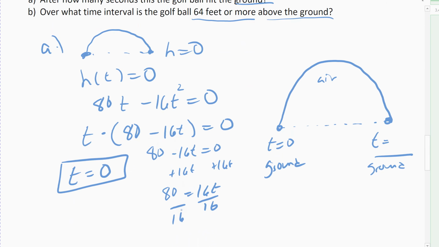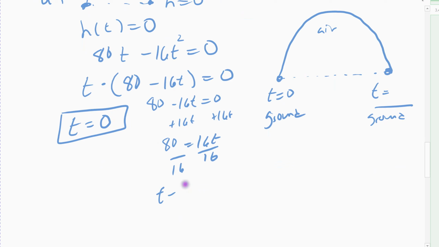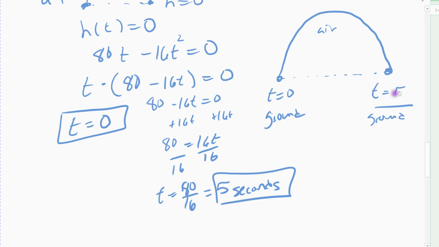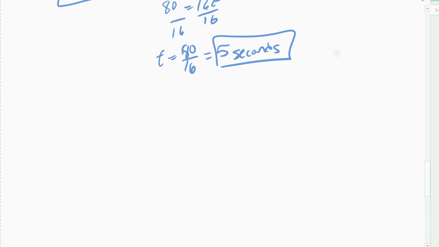Now I get 80 divided by 16 is my time. 80 divided by 16 comes out to 5 seconds. So the ball is in the air for 5 seconds. It comes back and hits the ground, so the answer is 5 seconds. It takes 5 seconds from the point it's hit to go up, arc down, and then hit the ground. So 5 seconds is the answer to A.